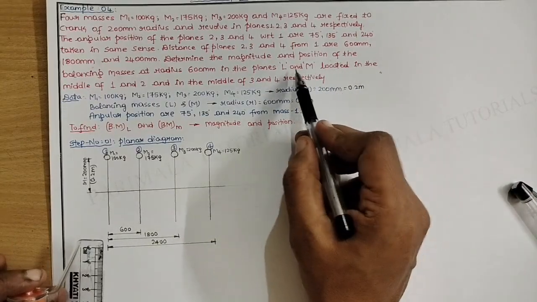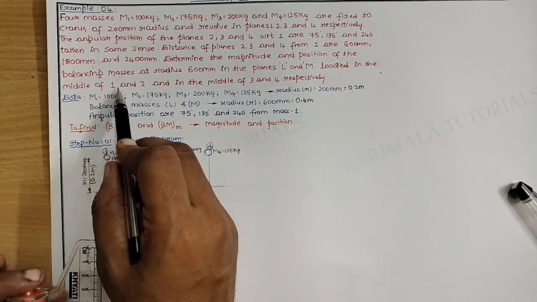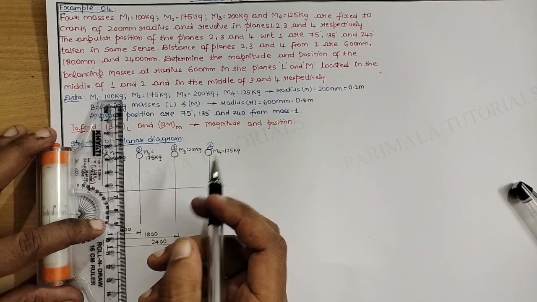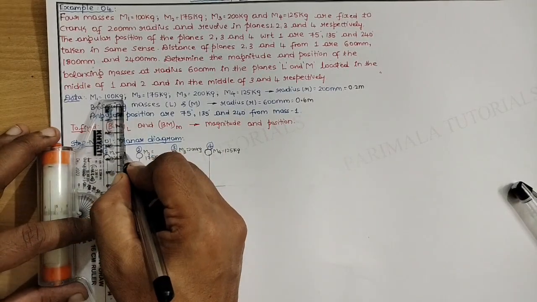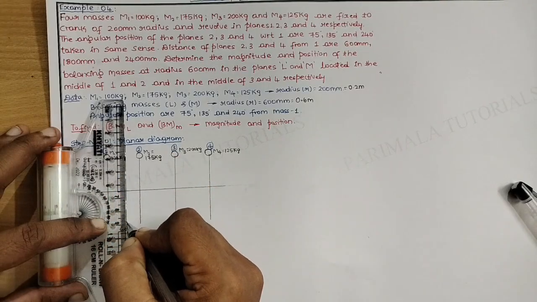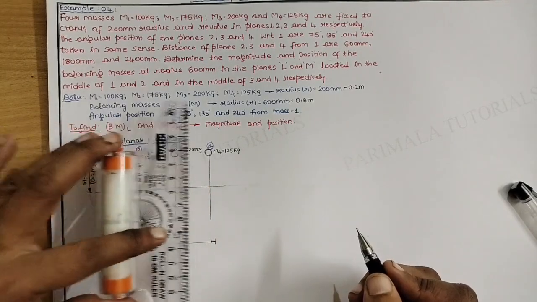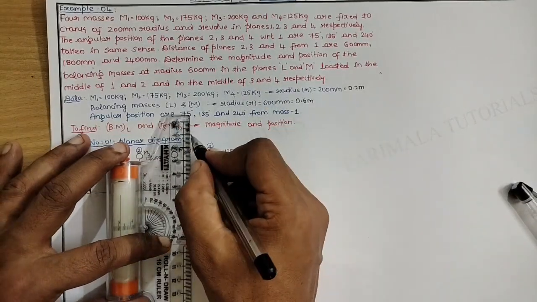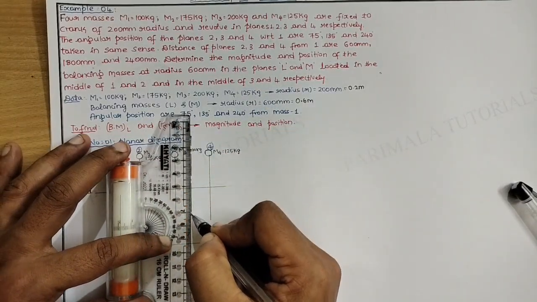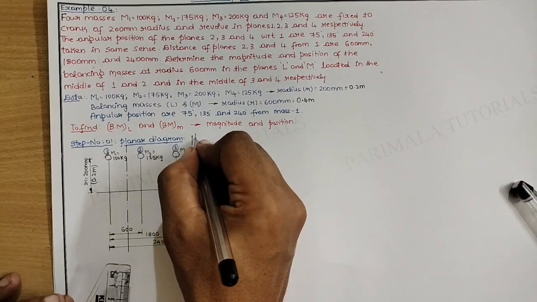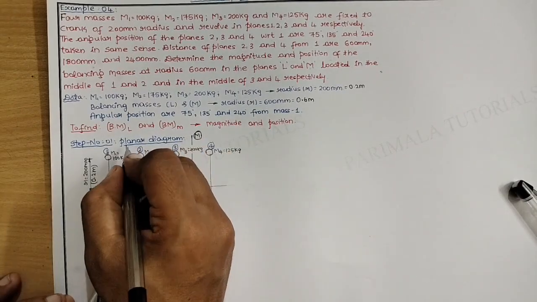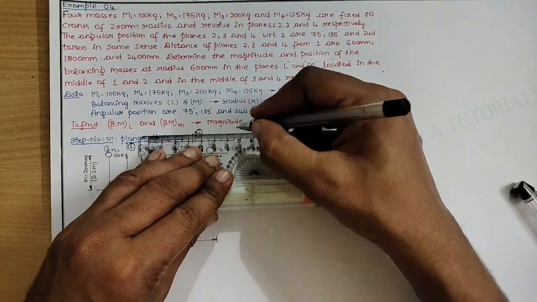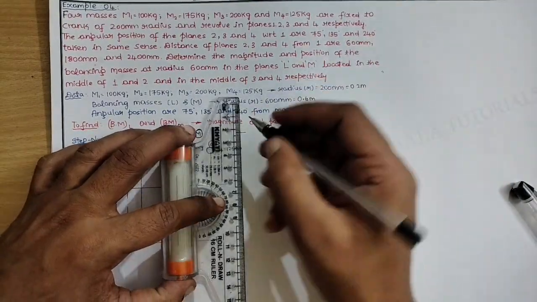Clearly mentioned, L is located in the middle of 1 and 2. One plane is here, the second plane is here. In the middle of 1 and 2, I will show with the help of a black pen, the balancing mass plane L. And M is placed in the middle of 3 and 4. Now, this would be the balancing mass plane M. I will call this one the M plane followed by the L plane. And this is having a radius of 600 mm, 0.6 meters.